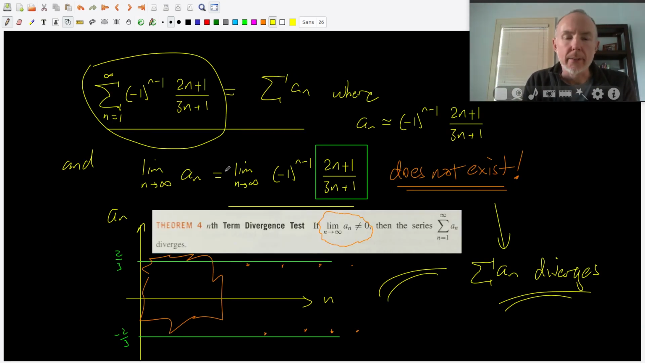All right, so let's leave it there today. We're going to do more of these examples tomorrow and think some more about this alternating series test, because it's an important test for these series that don't have all positive terms.